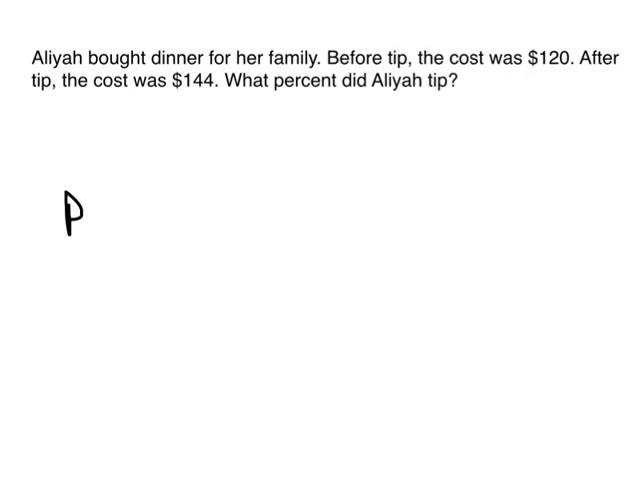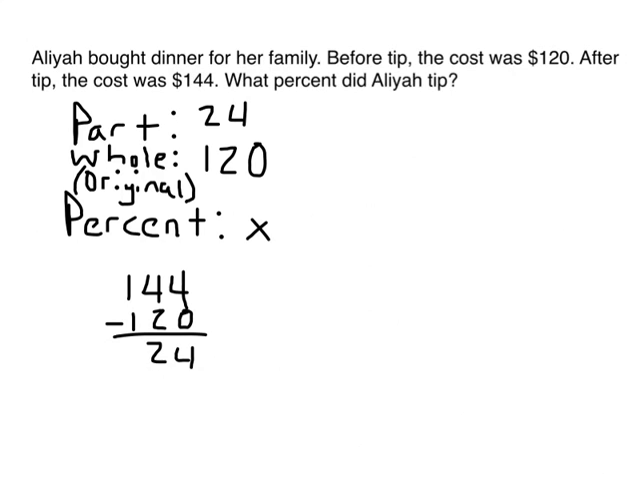We know that we're going to be solving for the percent. What will be the part and the whole in our proportion? Here, the whole is 120 because that was the original cost of the meal before the tip. The part is the difference between the new and original amount. So when I subtract 144 minus 120, I get 24. How could I set up a proportion to solve for the percent change?